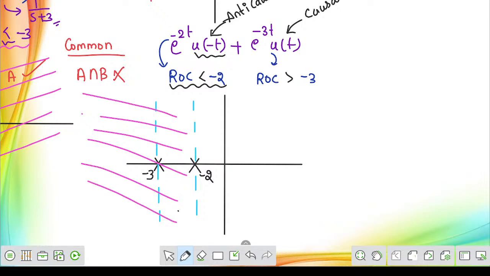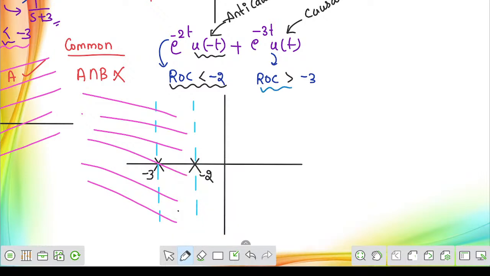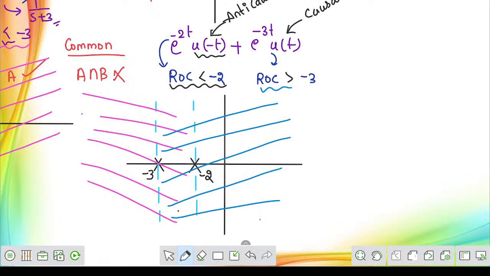Yes. Now, let us focus on the second one. The second one is what, sir? The second one is region of convergence should be greater than minus 3. Greater than means towards the right hand side. From minus 3 to infinity, you will have to draw the ROC.